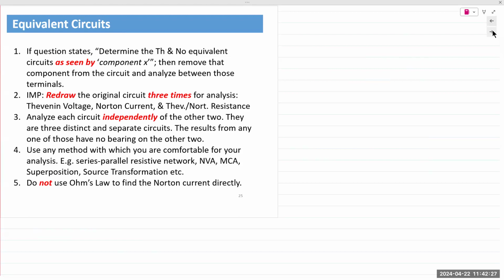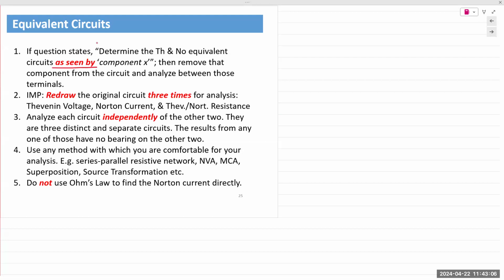Okay, you have three quantities. You have to perform three separate and independent analyses to determine each one of those three quantities. First things first, if the question states, find or determine the Thevenin and Norton circuit as seen by a particular component, that component should not be part of your analysis. That is the absolute first step right at the top. If it states analyze between terminals A and B or terminals X and Y, then go right ahead. You can begin your analysis. You do not need to remove anything.